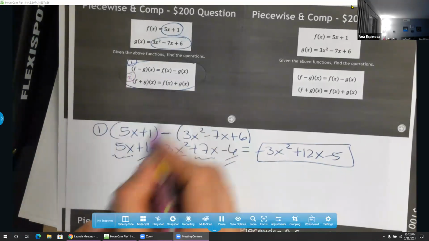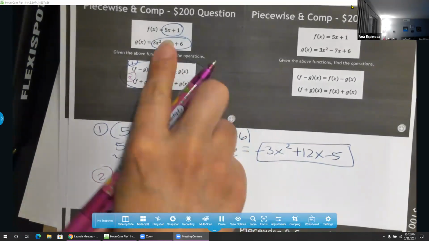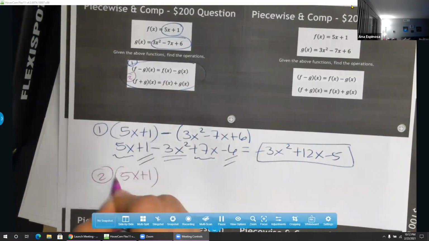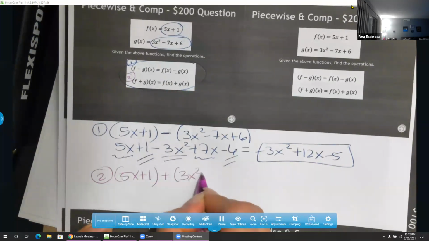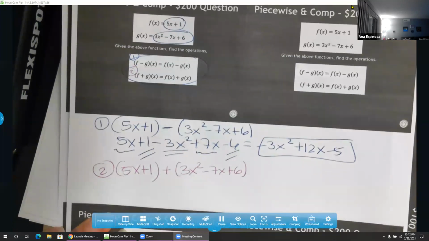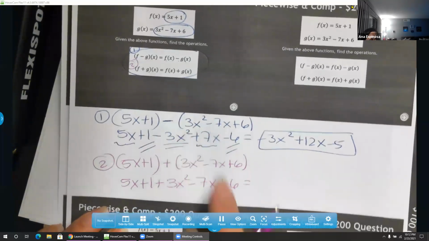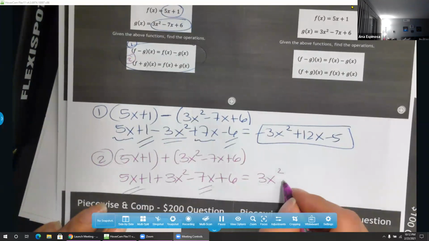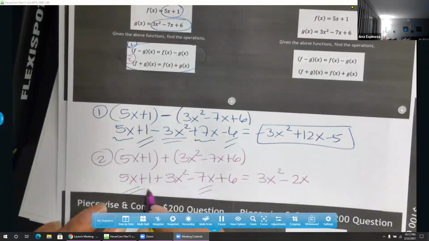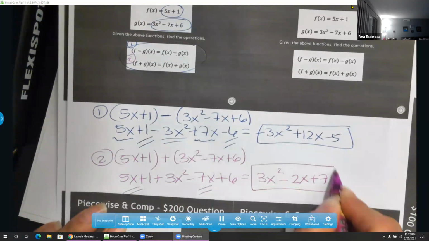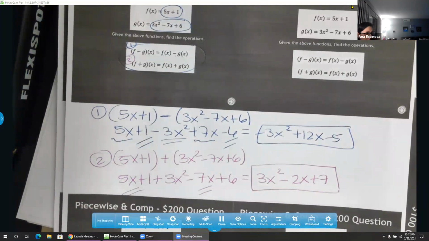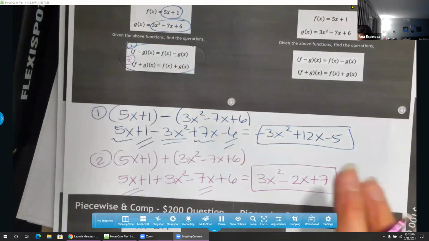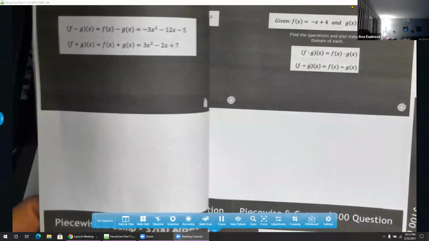The second one tells me to add them, f plus g. So I do 5x plus 1 plus 3x squared minus 7x plus 6. And I just do the math. There's nothing to change, meaning any of the signs. You only change them when you're subtracting. Okay, so I just do the math. 3x squared minus 2x, and then that's a 7. That's what happens when you add and subtract functions. Just make sure you maintain the order, you show your work, and that should match the answers on this side.